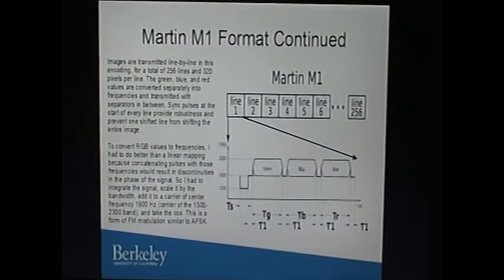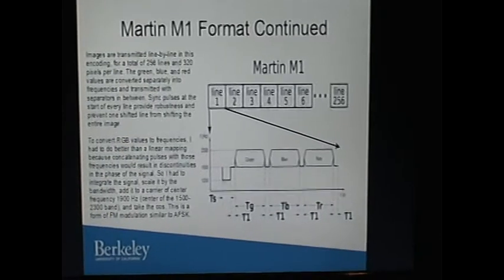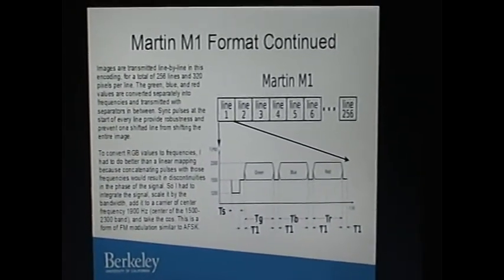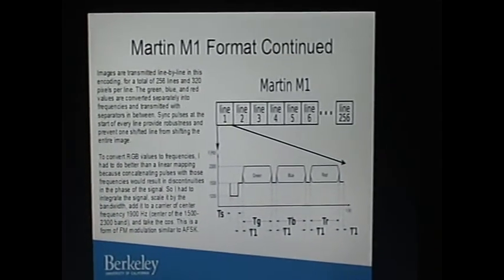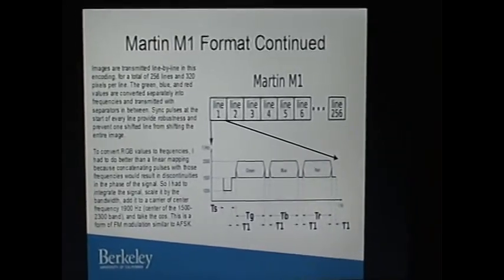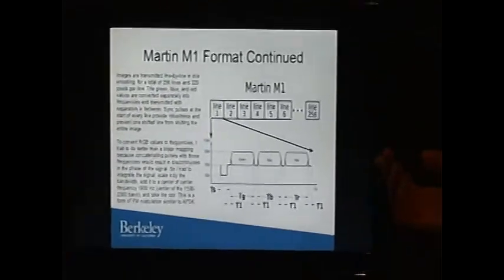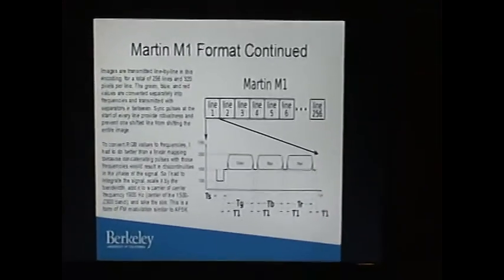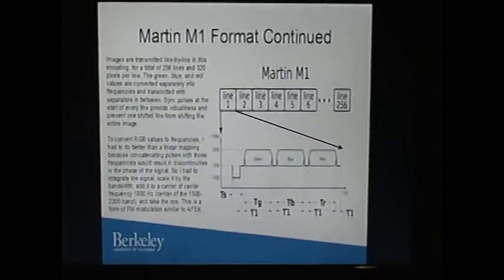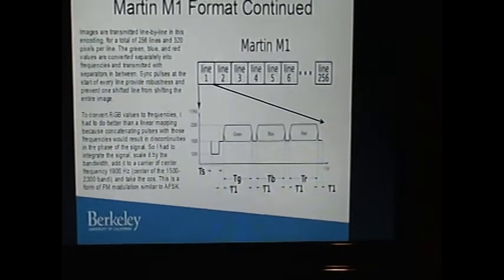It's transmitted line by line, and each line consists of 320 pixels. The line starts with a sync and a separator pulse, and then you just transmit the green values, then the blue values, and the red values in order for all the pixels in a line. And then each pixel is about 21 samples because the sampling frequency is 44,100 hertz. And separator pulses between each scan prevent any collisions, and the sync pulses in the beginning of each line prevent one shifted line from shifting the entire image.